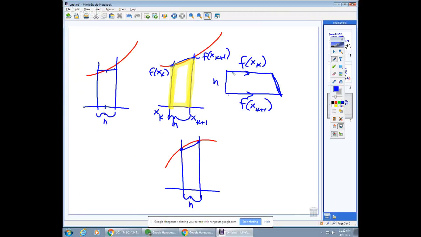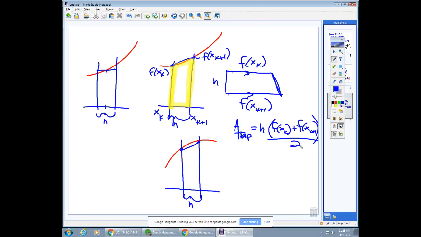So what I can say is the area of a trapezoid, didn't come up very well, is equal to the height times the average of the two bases that are parallel to each other. So f of x sub k is one base, f of x sub k plus 1 is the other. And so that's the area of any one of these trapezoids.